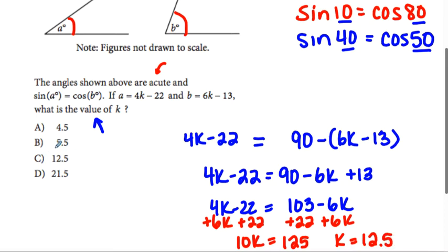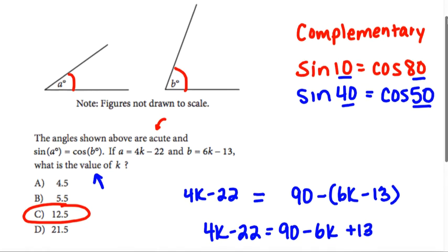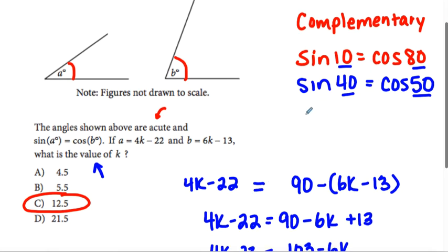Oftentimes on the SAT, when they give you trig, they're going to talk about something that relates to the unit circle and exact values, but I have noticed that this idea of complementary functions has come up on a couple of tests. So it's really important for you to remember that sine and cosine are complementary functions. That means the sine of x is always going to be equal to the cosine of 90 minus x, and vice versa.